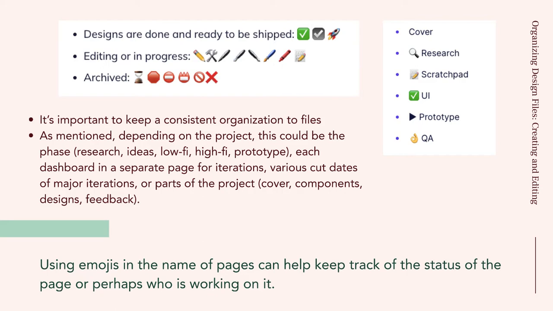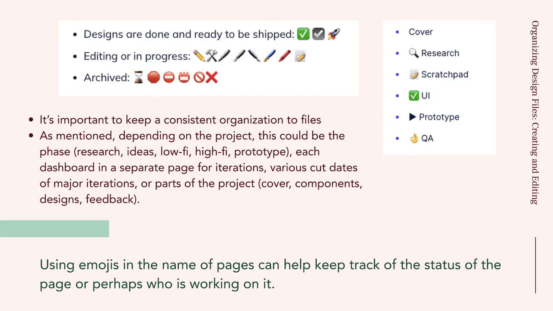So another thing in terms of organization is naming your pages and or your files. A lot of people who use Figma use emojis to name their pages, and it just keeps track of, at a quick look at the page, what it might be, as you see on the right, like research, Scratchpad, and UI, prototype, and QA, yay, all done, right?